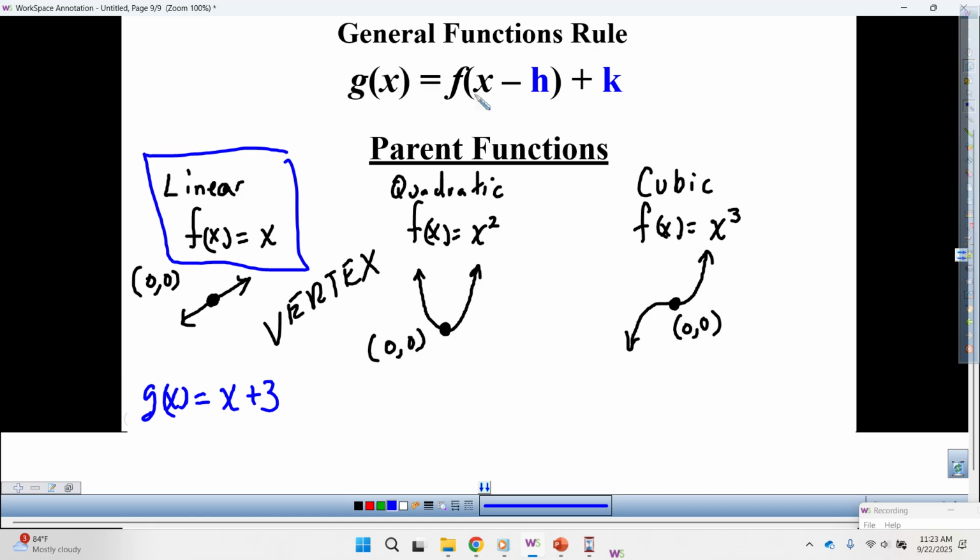Some of you are like, Mr. Q, do we put the x by itself in parentheses? If that helps you, that's fine. There it is.